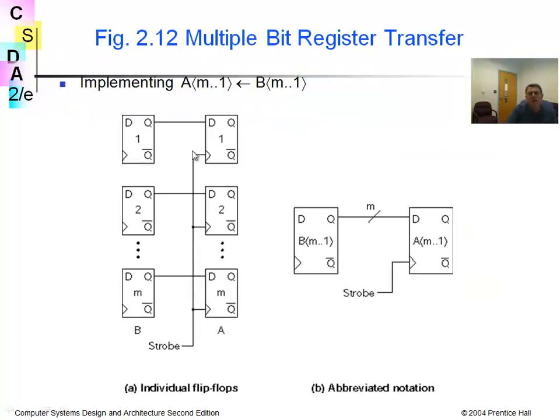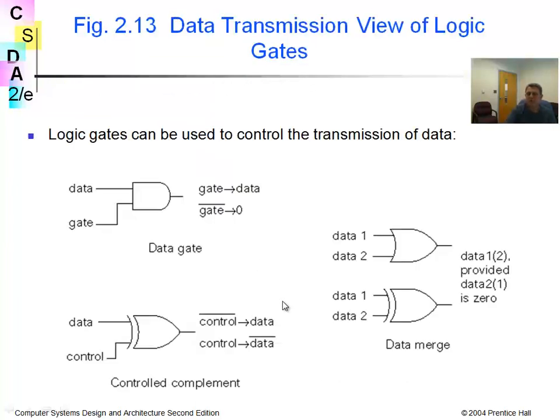Now if you have more than 1 bit, you put them in sequence, 1, 2, 3, and you connect all of them to the same strobe. With one strobe, everybody receives the value of those. We can also show it in abbreviated notation: B M to 1 says how many bits there are, and we started with 1, 2, 3, so we say M to 1. If there are 32 bits, you say 31 to 0, and then you put a line and write 32 here, with one strobe, which is exactly the same as this one.